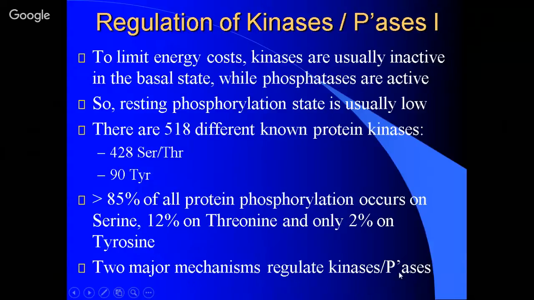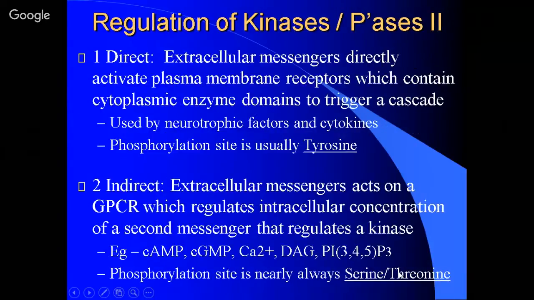You have two major mechanisms for regulating your kinases. Number one, you have a direct kinase, all right? So the extracellular messenger comes to the surface of the plasma membrane, and it directly activates a plasma membrane receptor, which has the cytoplasmic catalytic subunit that actively triggers the cascade. So you bind the receptor to the receptor kinase, and that is active. That's it.